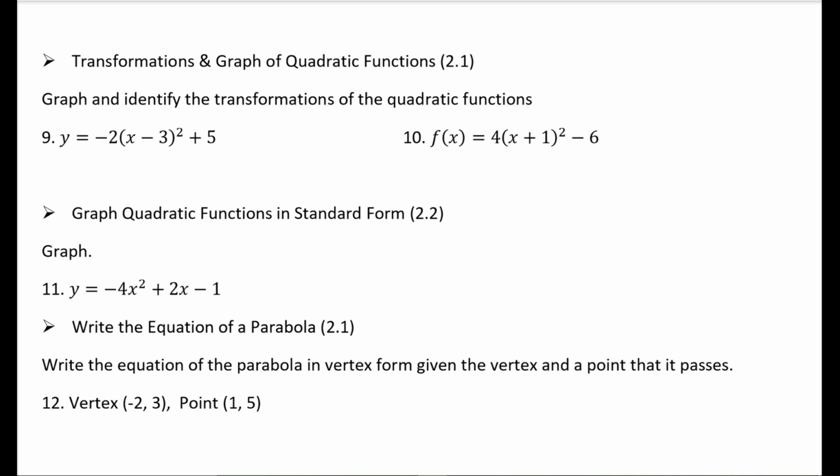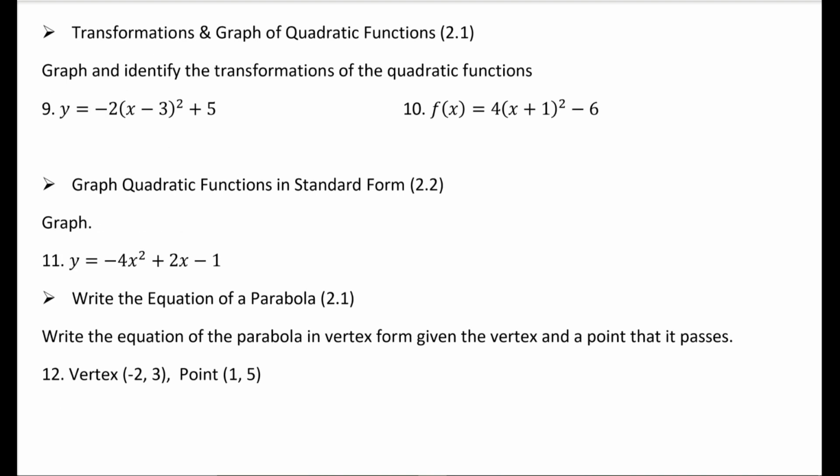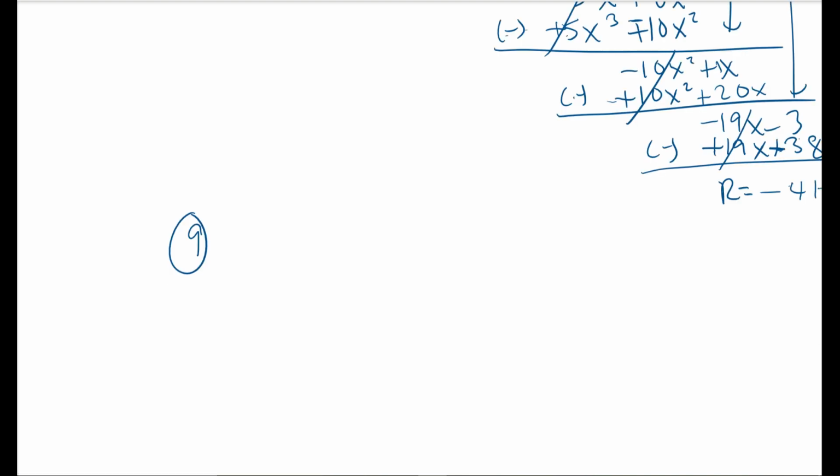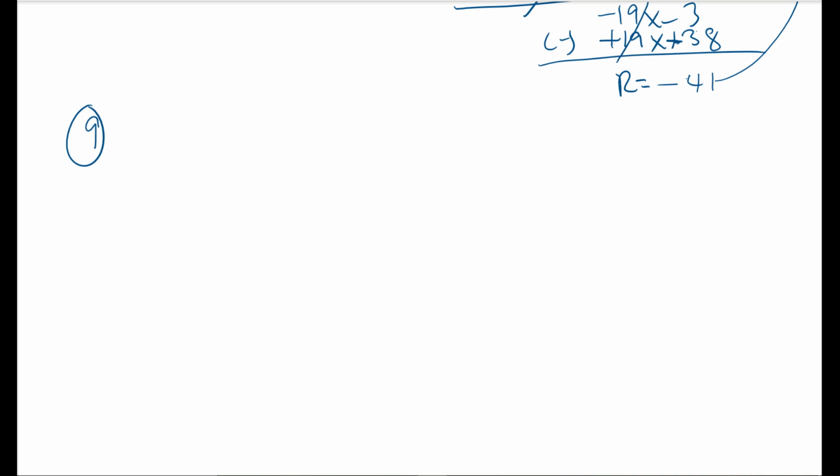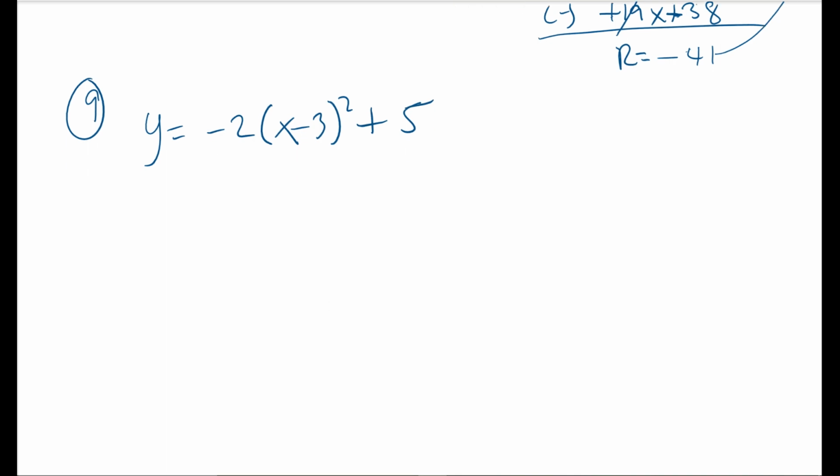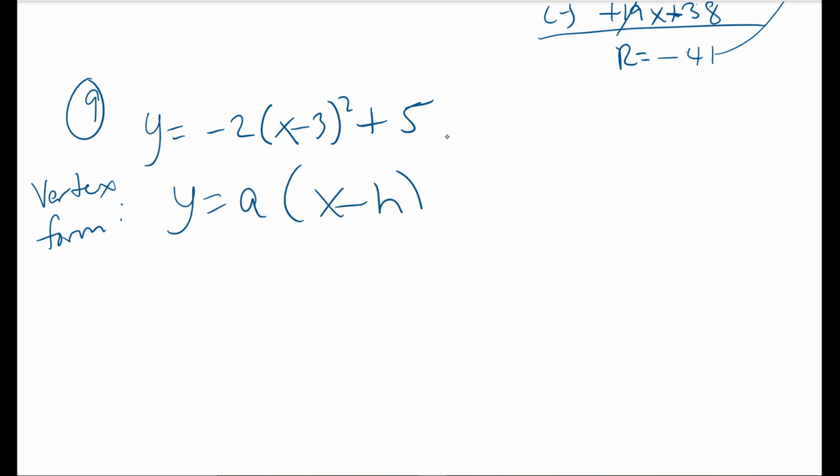we want to graph and identify the transformations of the quadratic functions. So just transformations and a basic graph. So we have y equals negative 2 times x minus 3 squared plus 5. So remember that this resembles the vertex form of a parabola, which if you recall is a times x minus h squared plus k.